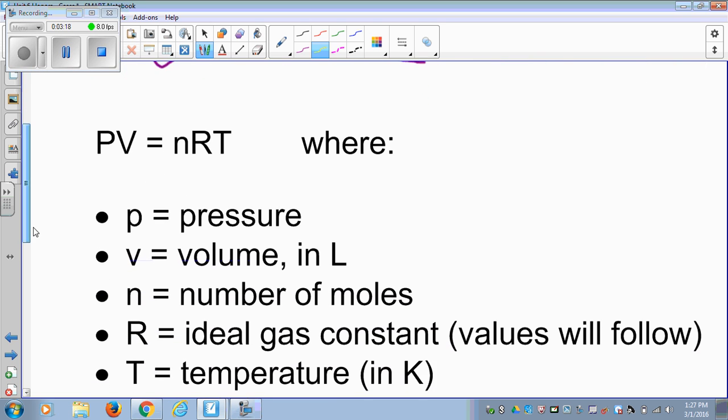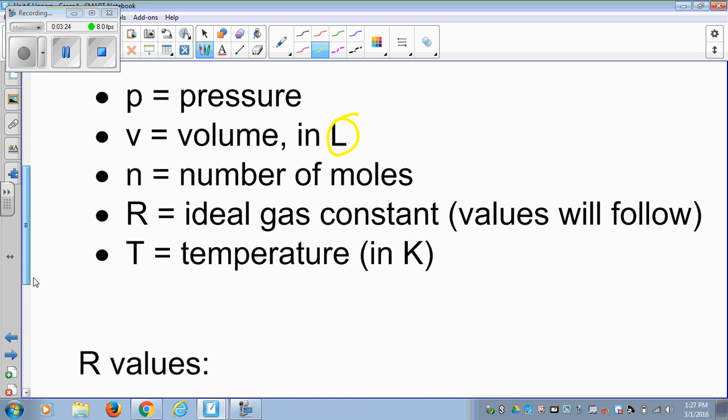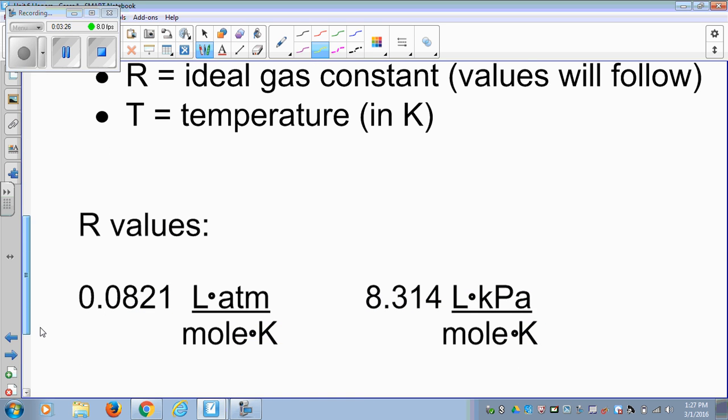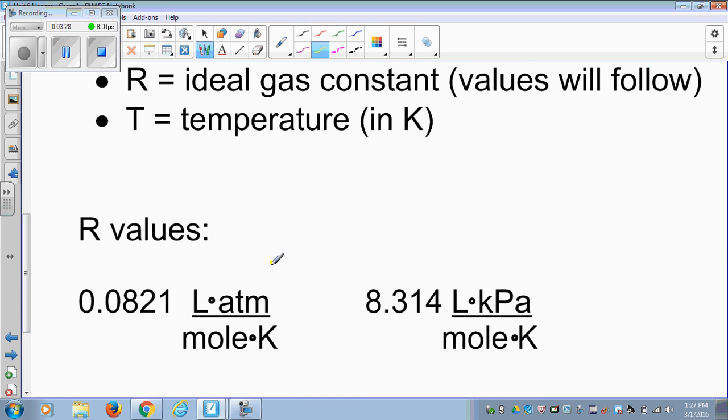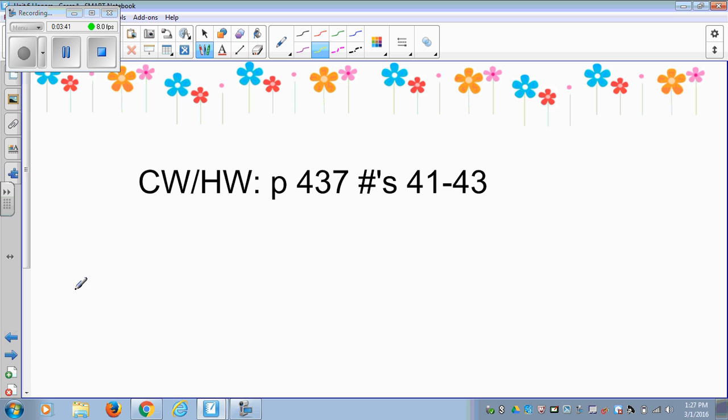PV equals nRT: pressure, volume. The volume has to be in liters. Keep that in mind. N is the number of moles, R is the ideal gas constant, and T is in Kelvin. So R value, as I was telling you, if the pressure is in atm, the R is going to be 0.0821. If the pressure is in kPa, the R is going to be 8.314. So this is how it changes. You need to do this practice in the class.